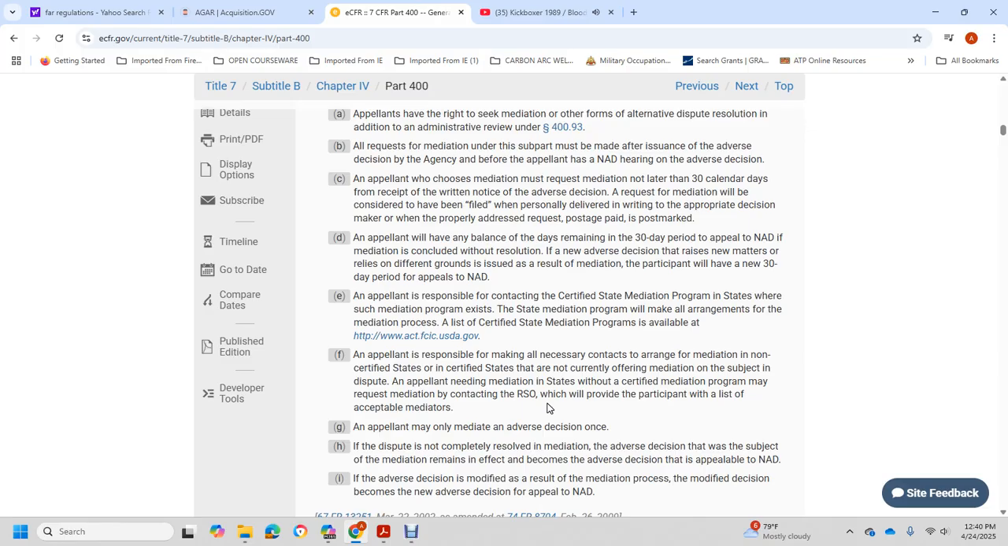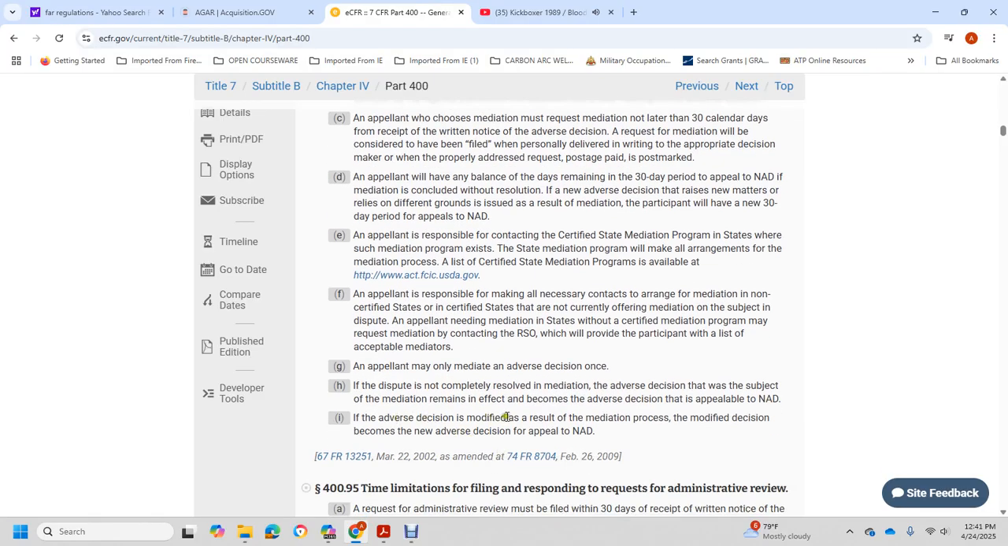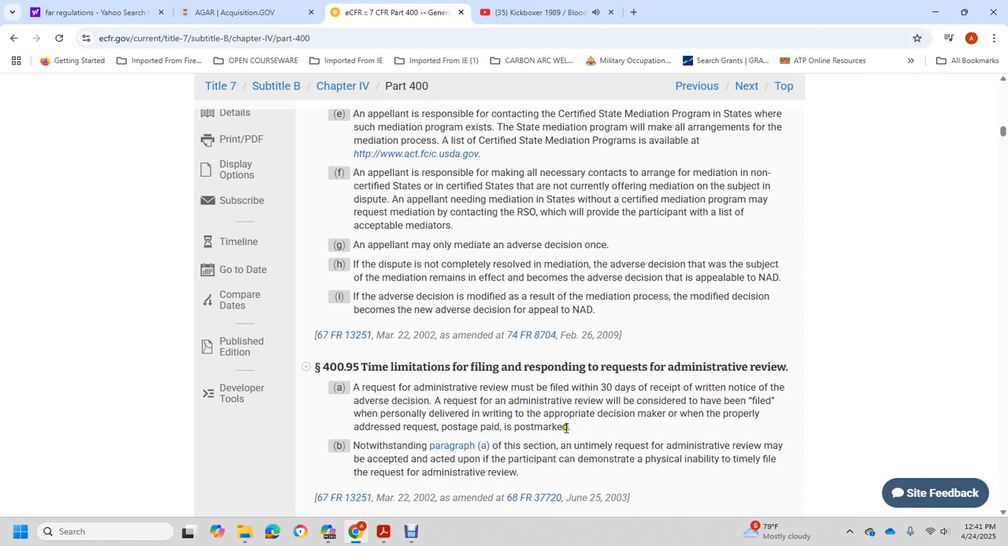The appellant may only mediate an adverse decision once. If a dispute is not completely resolved by the mediation, the adverse decision remains in effect, and the appeal with the National Agricultural Department continues. If the adverse decision is modified as a result of the mediation process, the modified decision becomes a new adverse decision that can be appealed with the National Agricultural Department.